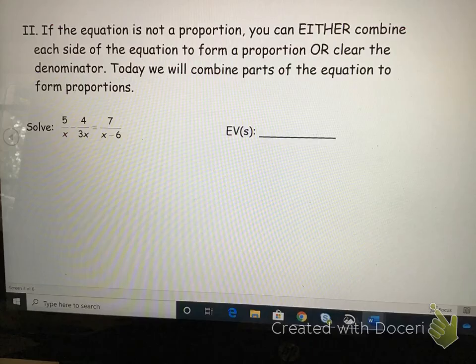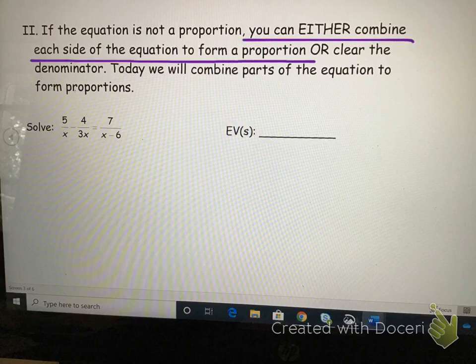What we're going to be dealing with is equations that are not proportions. So we have 2 options. Option 1, we can combine each side of our equation so that our equation can become a proportion, so 1 fraction on each side, or we can clear the denominator. Today what we're going to be doing is taking our equations and turning them into proportions so that we can solve them as we did in week 5.